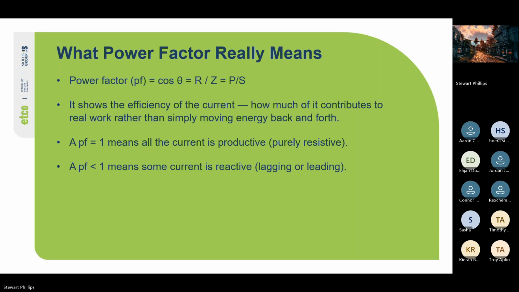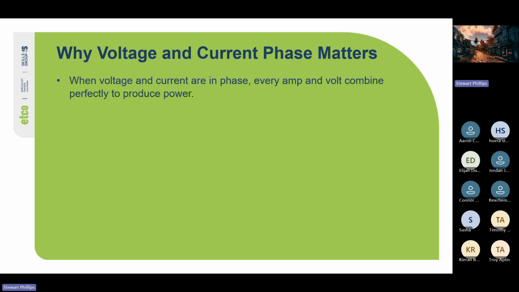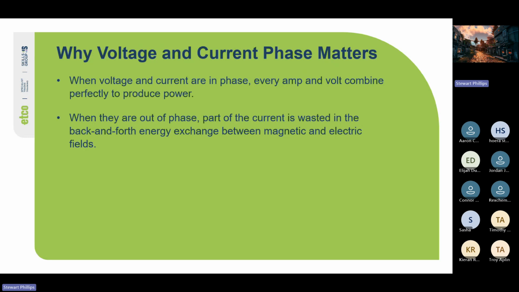So, why the voltage and phase matters. When voltage and current are in phase, every amp and volt combine perfectly to produce the power. When they are out of phase, part of the current is wasted in the back and forth energy exchange between the magnetic and electric fields. The greater the angle, the smaller the useful or real portion of the power triangle.